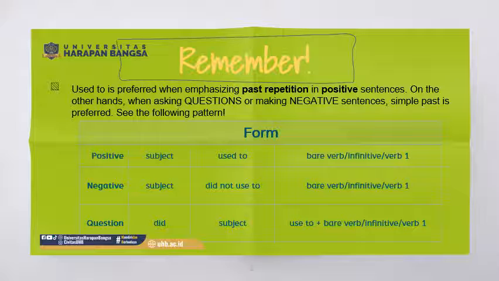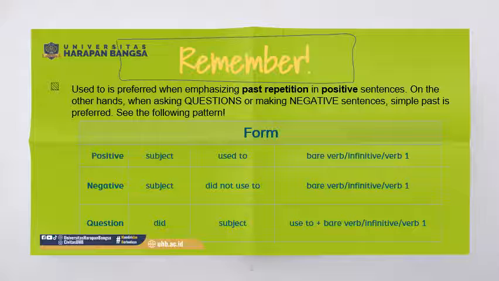Now remember, used to is preferred when emphasizing past repetition in positive sentences. On the other hand, when asking questions or making negative sentences, simple past is preferred. So see the following pattern. When you have a positive sentence, the form is subject, used to, followed by bare verb or infinitive or verb 1. Remember, bare verb means no addition, no s, no es, no ing, no d, no ed after the verb.